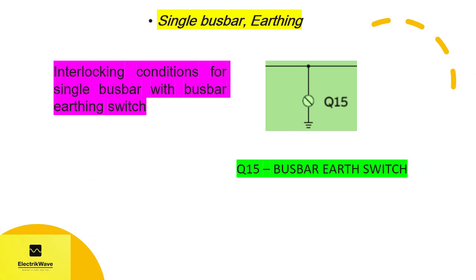In this video, we will discuss interlocking condition for single busbar with busbar earthing switch. Let's understand nomenclature used here. Q15 is busbar earth switch.